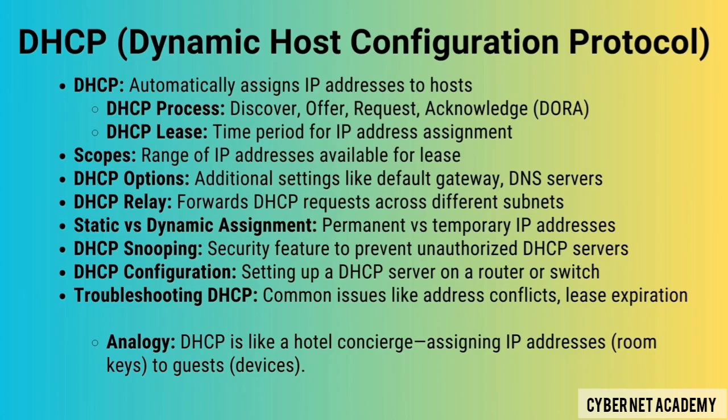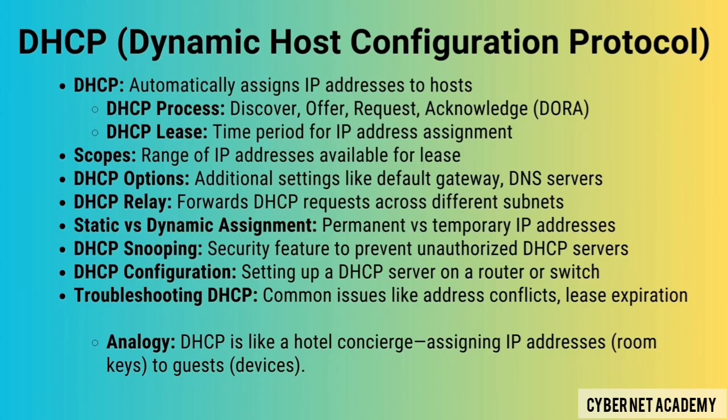DHCP leases have a time limit, after which the client must renew the lease or request a new IP. DHCP scopes define the range of IP addresses available for assignment. Besides IP addresses, DHCP can provide additional options like default gateway, DNS servers, and domain names. For clients on different subnets than the DHCP server, DHCP relay agents forward DHCP requests across the routers. DHCP can provide both dynamic assignment for temporary use and reserved addresses for specific devices.